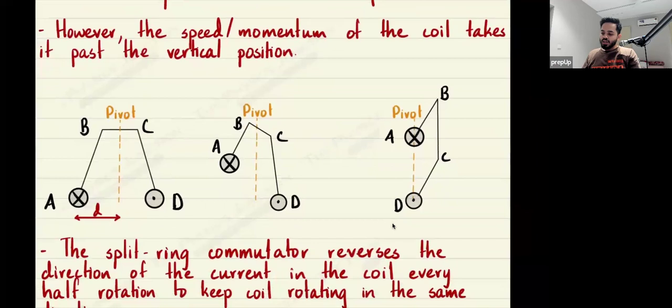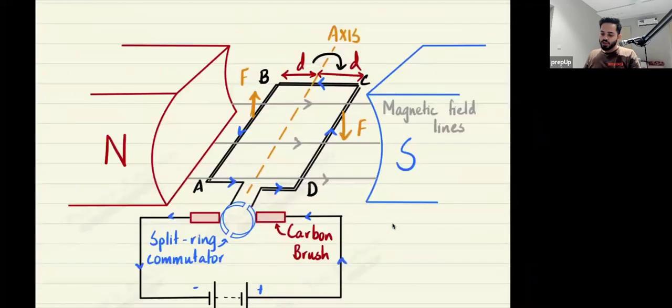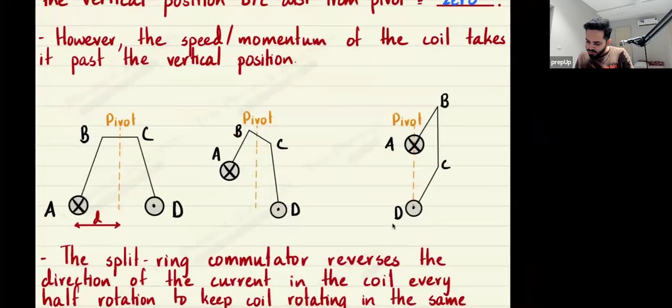So the speed, the momentum of the coil takes it past the vertical position. That's also shown in this diagram here, the things that we talked about. So initially it was all this distance, right? So if the current was basically going in through this part, out through this part, this is exactly what's also shown in the diagram, because the current was flowing from A to, okay, just a minute.